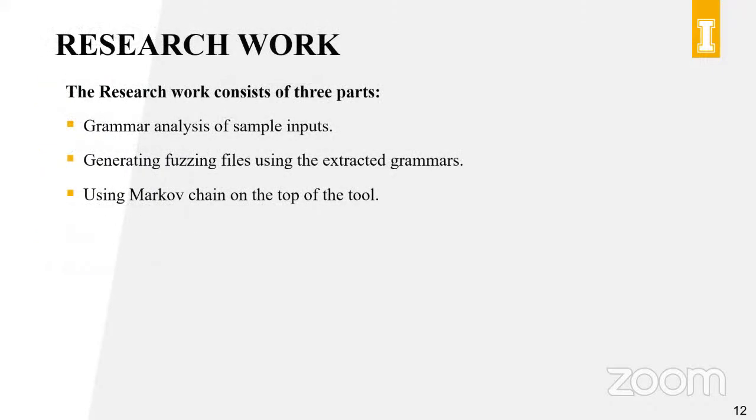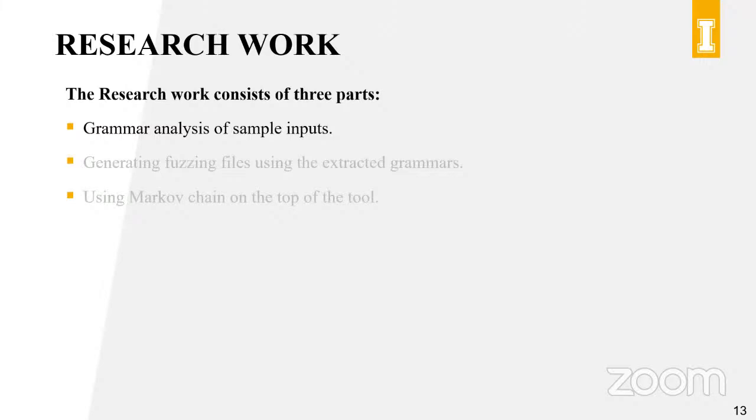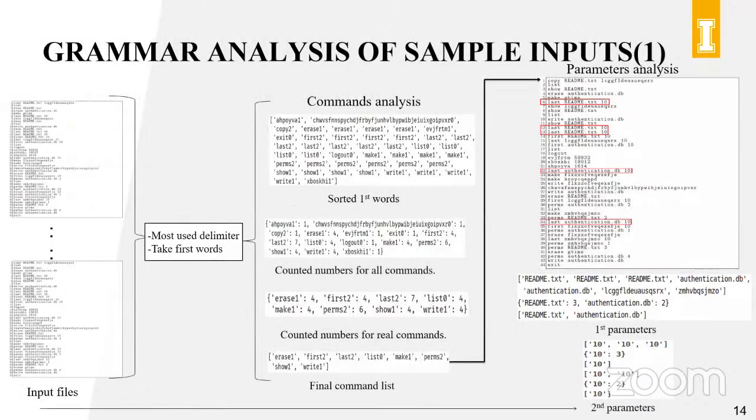The research work consists of three parts. The first one is the grammar analysis of sample input. Then generating fuzzing files using the extracted grammars, then using a Markov chain on top of the fuzzing tool. The first one is grammar analysis of sample input.